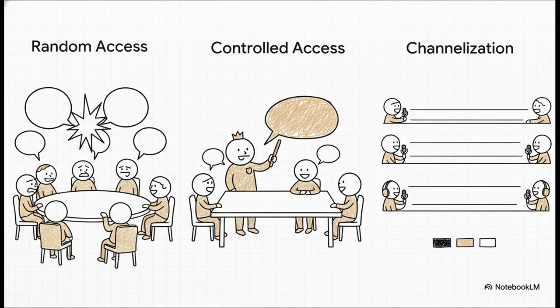Then there's controlled access. This is like a formal debate with a moderator. You have to wait your turn for the moderator to call on you or give you the microphone. Very orderly. And finally, channelization. This is where you just split the whole resource up from the very beginning, like we saw with FDM and TDM. Everyone gets their own little slice.